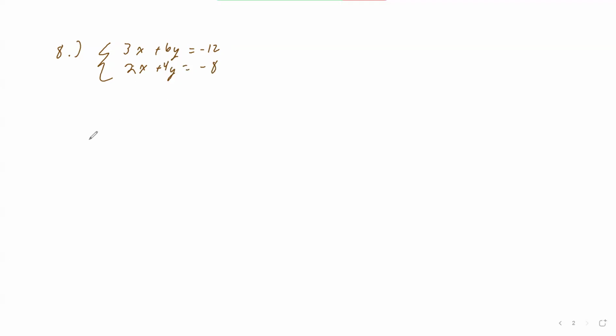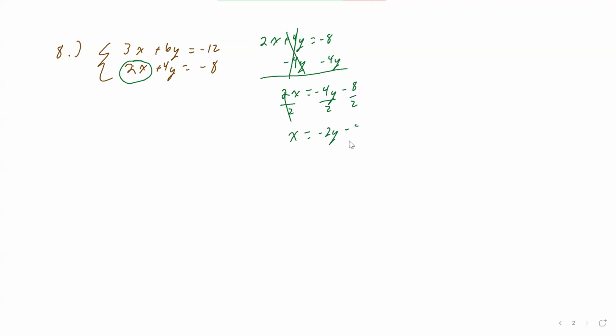So again, you want to look for the easiest one to solve for. And in my opinion, the smaller the coefficient, the easier it is to deal with. So I'm going to solve for this x. So I take the second equation, and I'll solve by getting rid of my y. That gives me negative 4y minus 8, and then I'll divide by 2. So x gives me negative 2y minus 4. I will take this equation and I'll plug it in for this x in the first equation. So that gives me 3 parentheses, negative 2y minus 4, plus 6y equals negative 12.